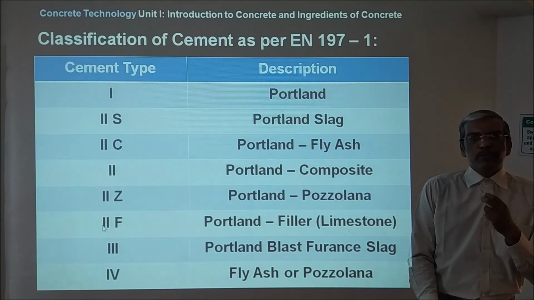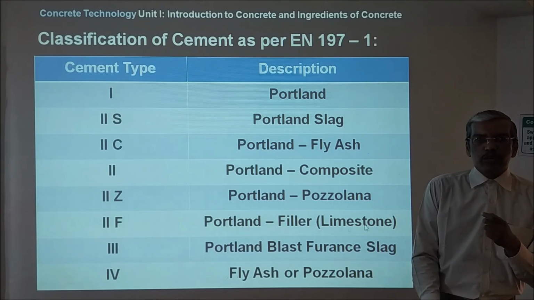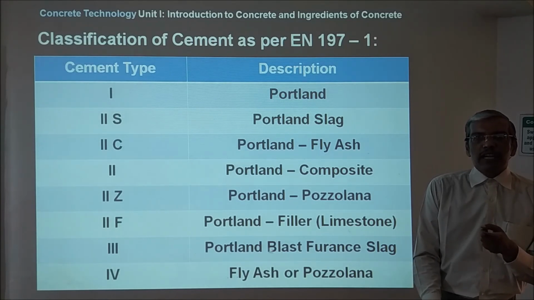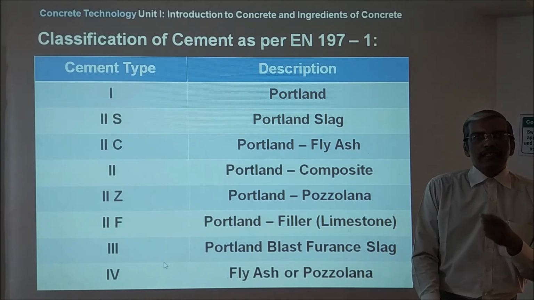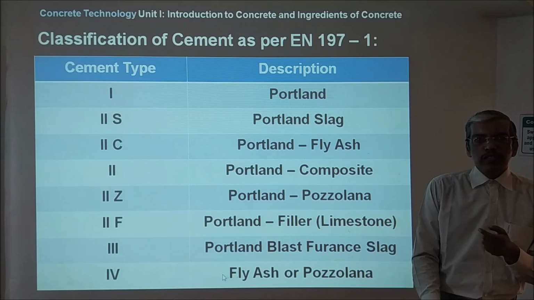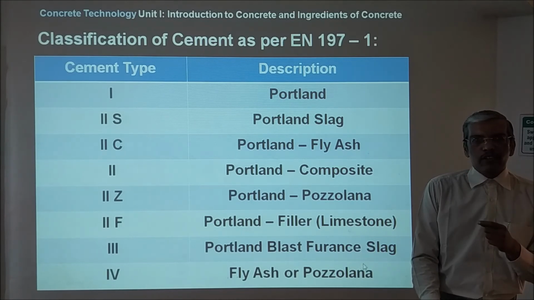Next type is type 2F, that is Portland filler, that is limestone. Next type of the cement is type 3, that is Portland blast furnace slag. And next classification of the cement, that is type 4, that is fly ash or pozzolana. These are the classification of the cement as per European standard, that is EN 197 part 1.